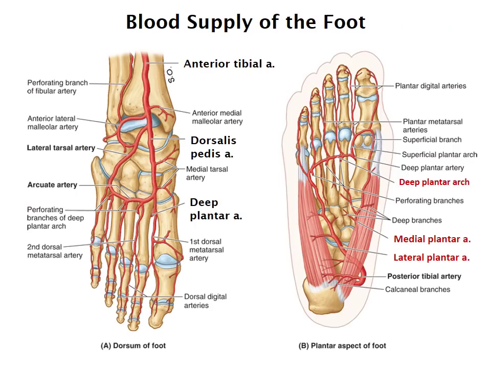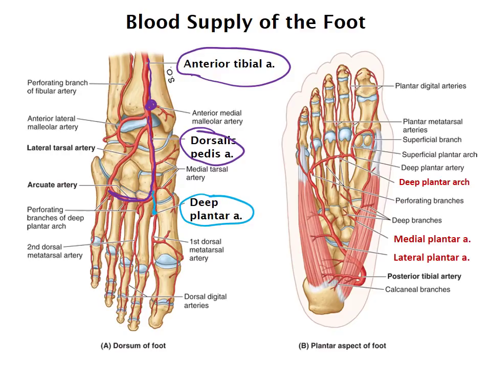We previously saw the blood supply for the dorsum of the foot brought by the anterior tibial artery. As it crosses the talocrural joint here, it turns into the dorsalis pedis artery. Remember that this dorsalis pedis extends down into the foot and gives off this arcuate artery. But at that junction where it gives off the arcuate artery, it also gives off this deep plantar artery, which goes down between the first and second metatarsals.